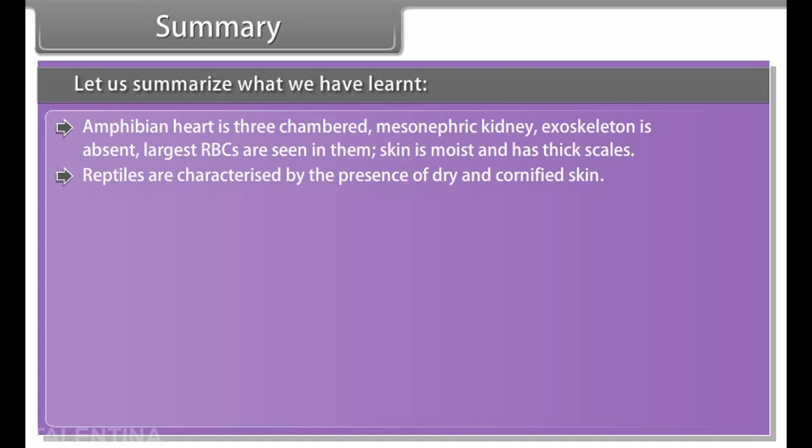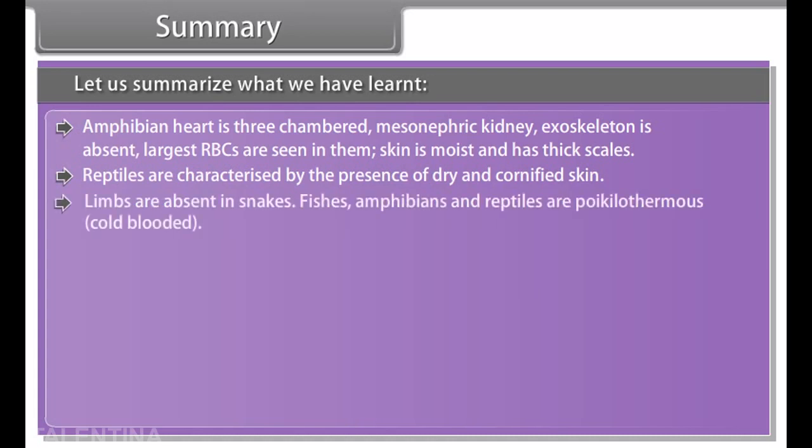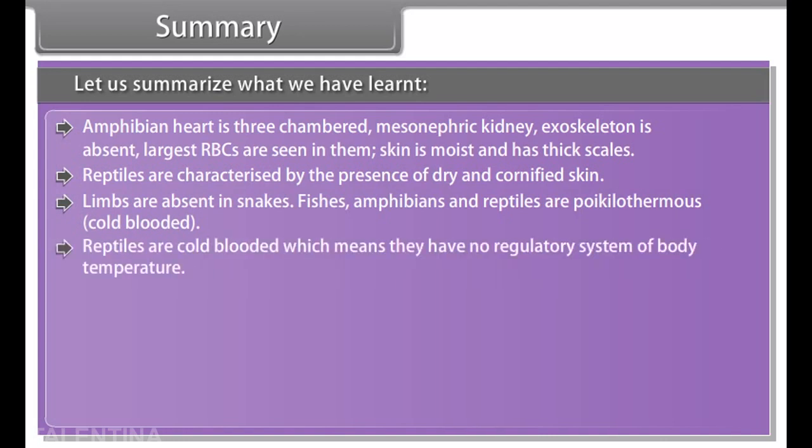Reptiles are characterized by the presence of dry and cornified skin with thick scales. Limbs are absent in snakes. Fishes, amphibians, and reptiles are poikilothermous, that is, cold-blooded. Reptiles are cold-blooded, which means they have no regulatory system of body temperature.